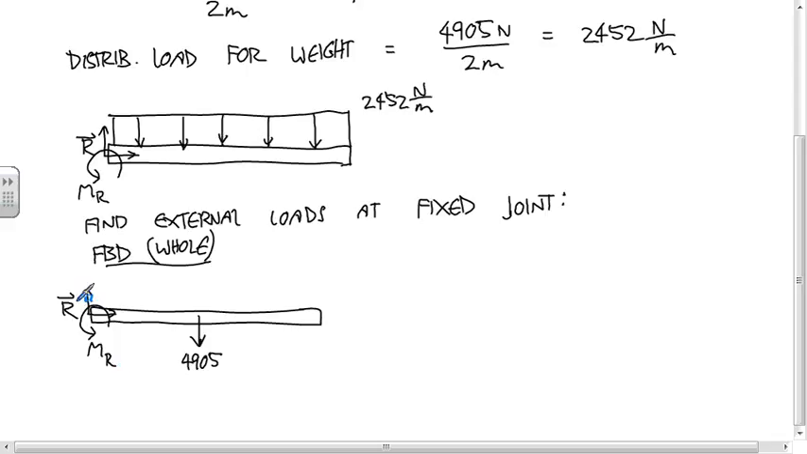So to find these, we could write out the table, but this is, again, kind of a simple case, so I'm just going to do it in my head. But this is just a simple rigid body problem. Newton's second law says Rx, Ry plus 0, negative 4905 is equal to zeros.